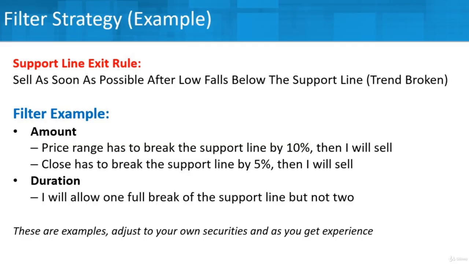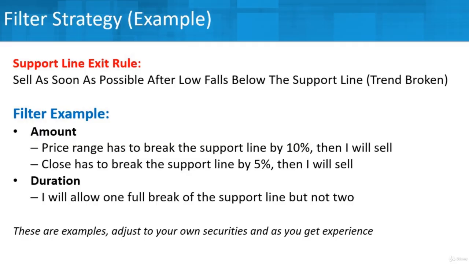You could also use a duration type of rule as a filter. For example, you'd say, I will allow one full break of the support line, but not two. So if it breaks the support line on one day, you're like, okay, it broke the support line, exit rules, I'm supposed to sell as soon as possible. So I should be selling now, but I'm going to set up a filter and a rule and say, I'm going to wait until it breaks it twice. And if it doesn't break it twice, right there on the following day, then I'm sticking in there.